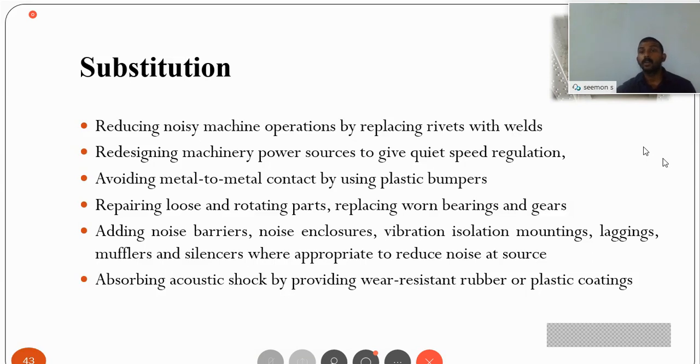Another way is to address metal-to-metal contact. We could use plastic bumpers so that metal-to-metal contact is avoided and the sound is reduced. Adding noise barriers, noise enclosures, vibration isolation mounting, and lagging are some other methods we can use to reduce noise. This is the substitution approach.